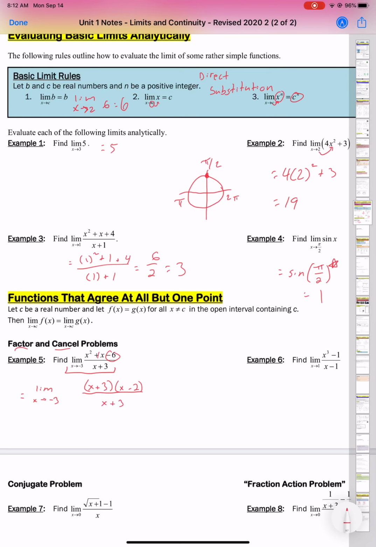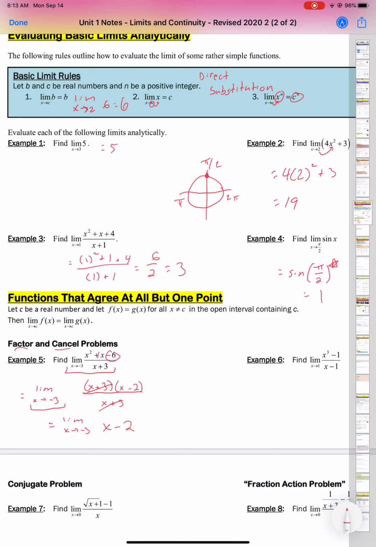So we factored it. We now have a common factor that we can divide out. This is still equal to, you cannot forget this limit expression here. We need to make sure we're still writing that. The limit as x approaches negative 3 of just x minus 2.